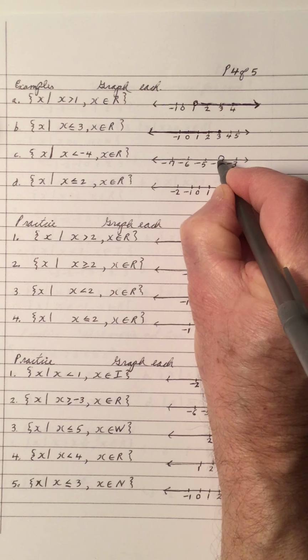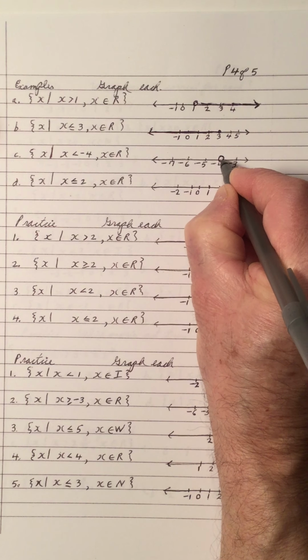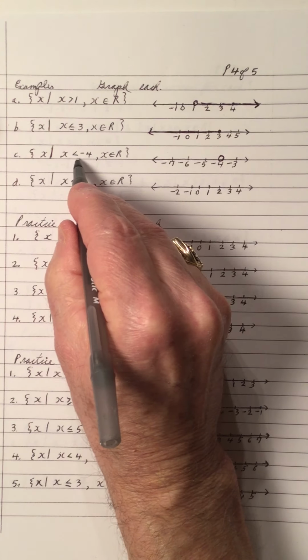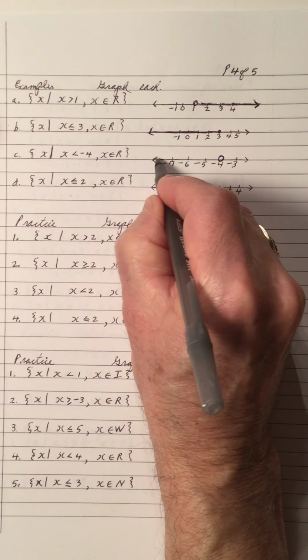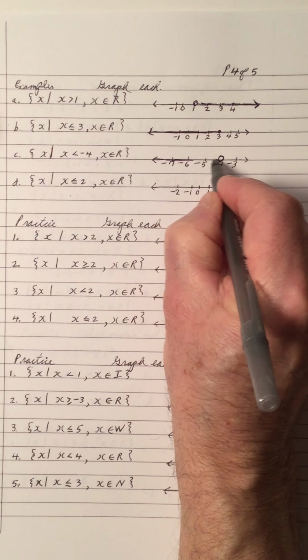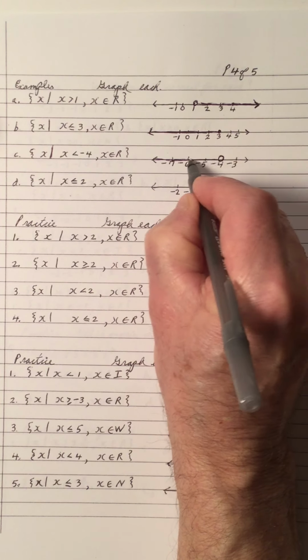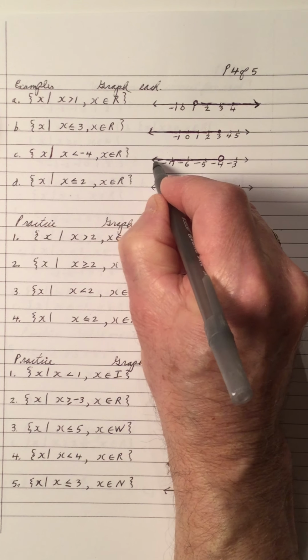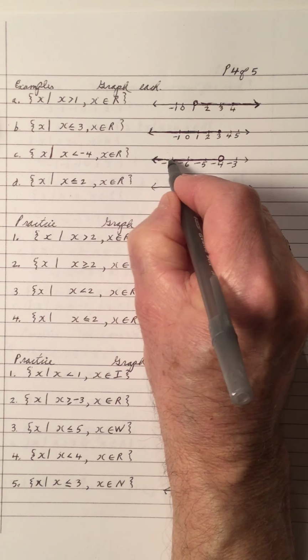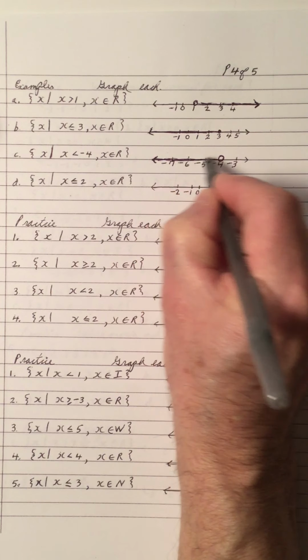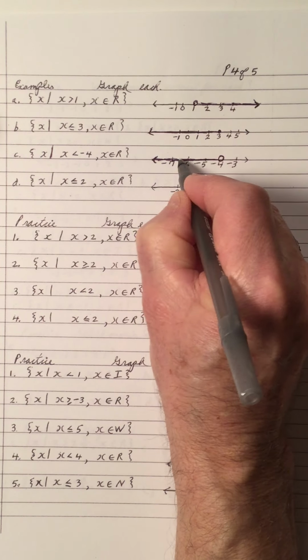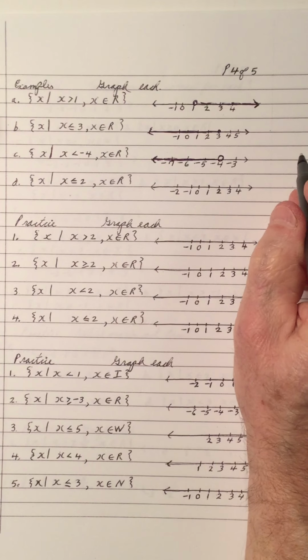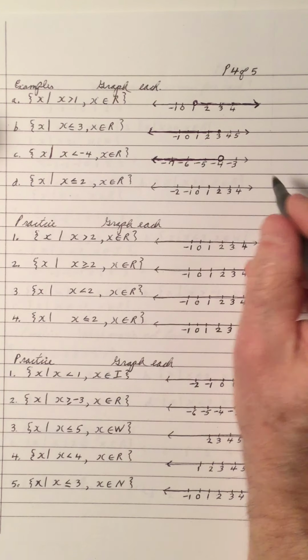So we got a hollow dot at -4. There's the hollow dot, and pointing to the left, so we shade on the left. So it's not hard to do. Just got to remember, is the number that starts it included or not included? Equal signs means the number is included. If there's no equal sign, the number is not included. Very easy to do. Just keep practicing.